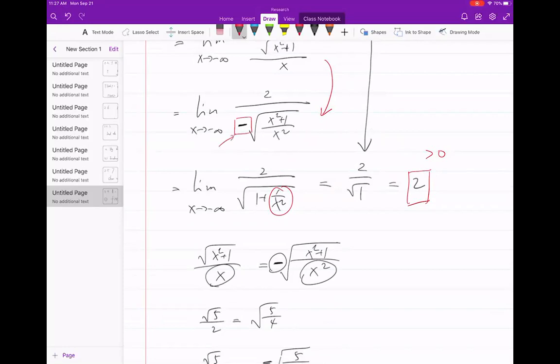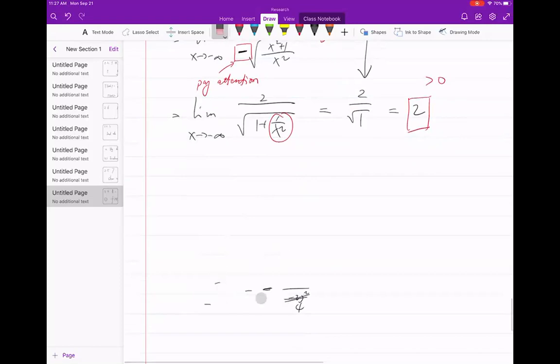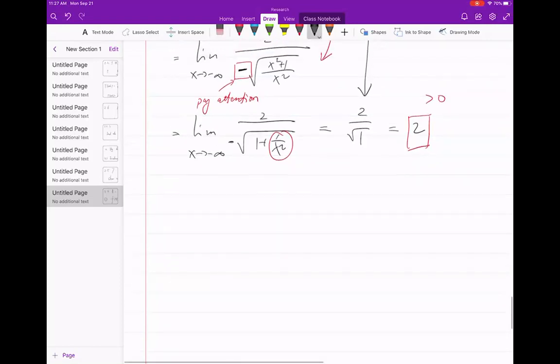Pay attention here. Think about why I added a negative, okay? Once you have that, you have this, and then there is no contradiction. You start with something negative, you did receive something negative, and the answer should be negative 2.